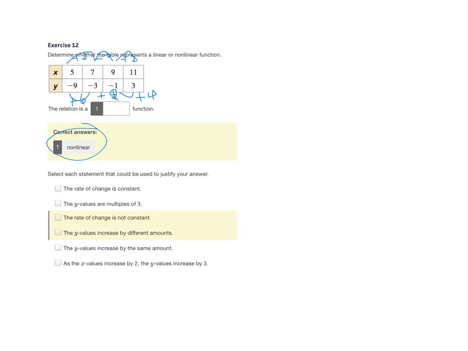The rate of change is constant. It is not constant. The y values are multiples of 3. They're not multiples of 3. The rate of change is not constant. That's true. The y values are increasing by different amounts. That's true. The y values increase by the same amount. That's not true. As x value increases by 2, the y value increases by 3. Not true.